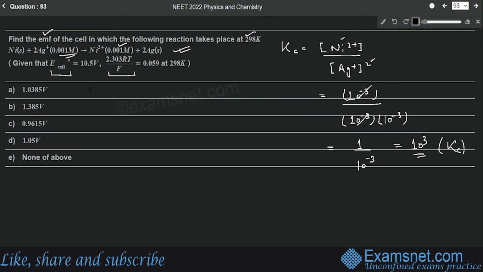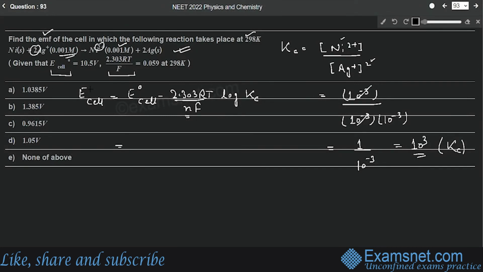Okay. Now, how can we find the value of EMF of the cell? E cell is given as E naught cell minus 2.303 RT by NF log Kc. Okay, so this is the formula to find the EMF of the cell. Now, what is N here? The number of electrons transferred. So here 2 electrons are getting transferred, so N will be 2.